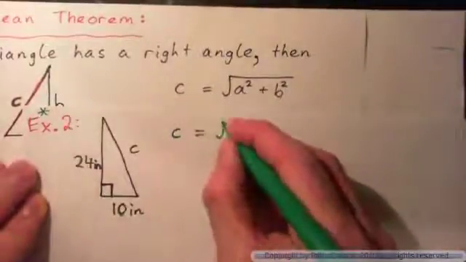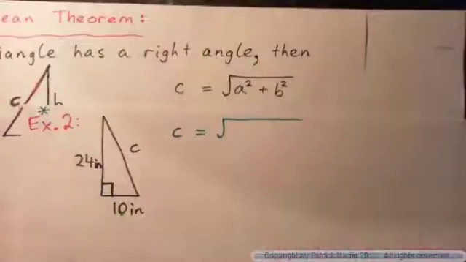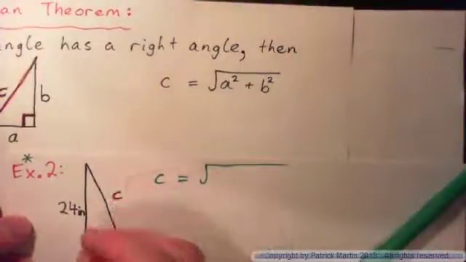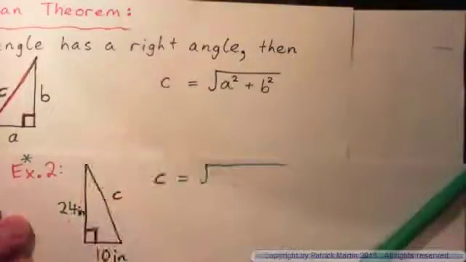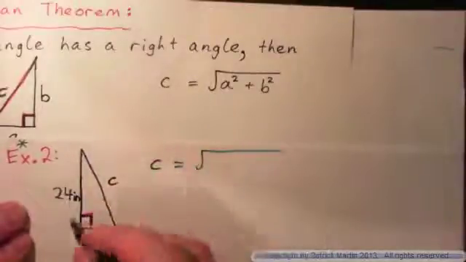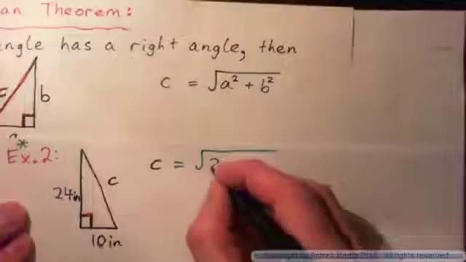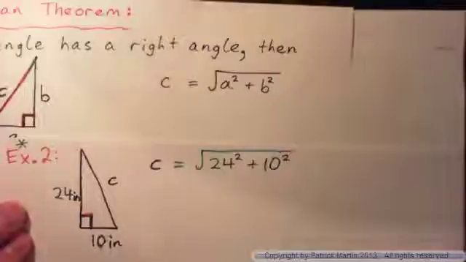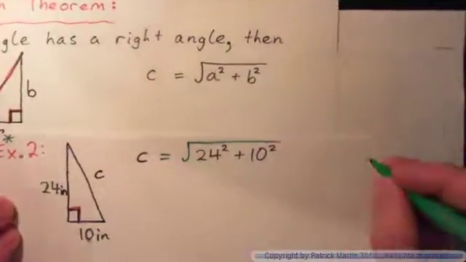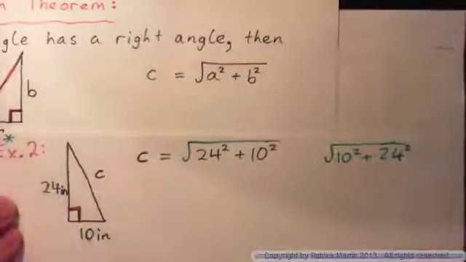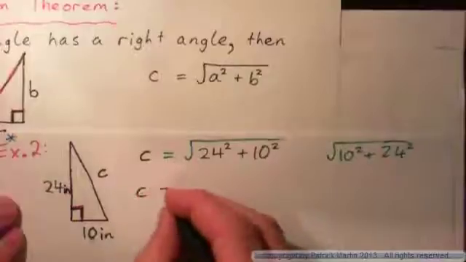C equals the square root of a squared plus b squared. Or, the long side C that is opposite the right angle, this length is equal to the square root of this length squared plus this length squared. So it'll be the square root of 24 squared plus 10 squared. And just so you know, you could have written that as the root of 10 squared plus 24 squared. That doesn't matter. It'll work out the same in the end, right? Anyway, so we have C equals the square root of.